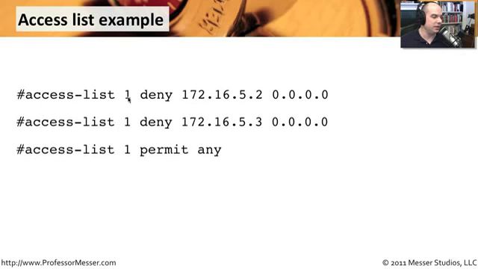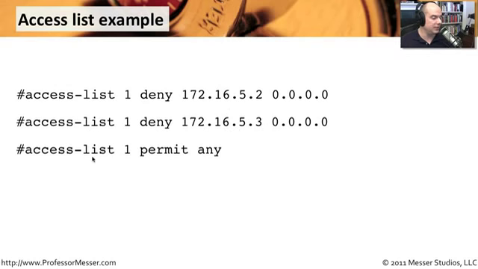Here's an access list. All of this is a member of the first access list in the firewall. Here's a deny access control that says if you are on 172.16.5.2 with this mask, which means really this IP address, we're going to deny any traffic from that IP address. So that locks it out. Here's another one, access control list. We're going to deny 172.16.5.3. So the first two of these rules in this access control list are denying traffic to individual IP addresses.